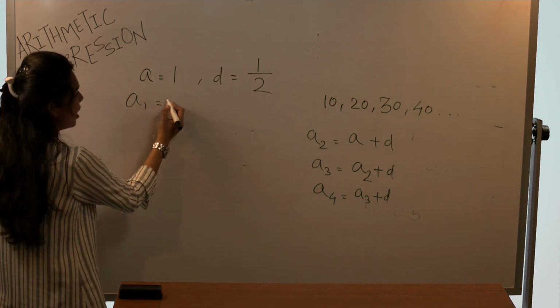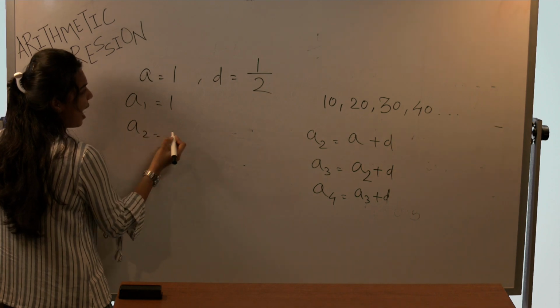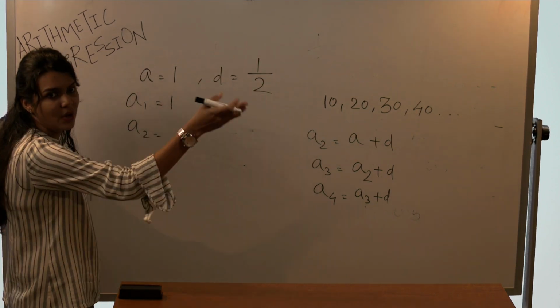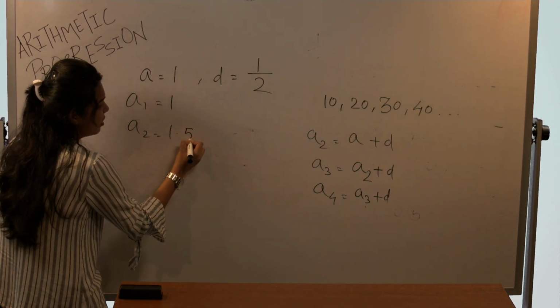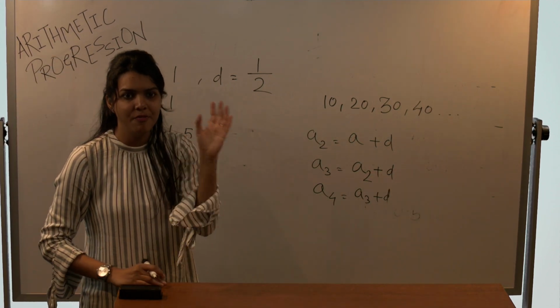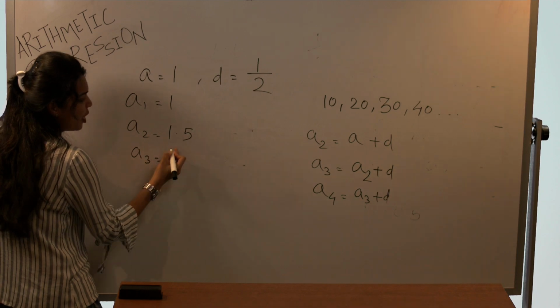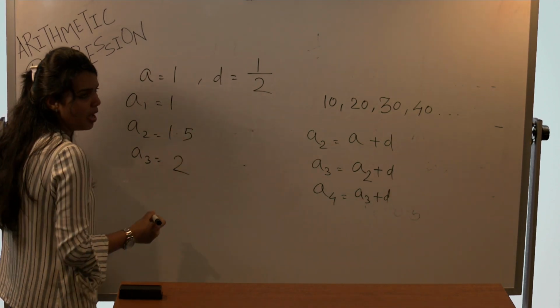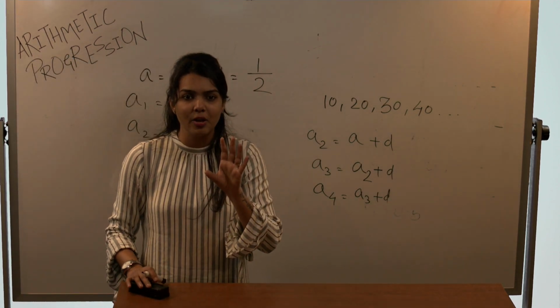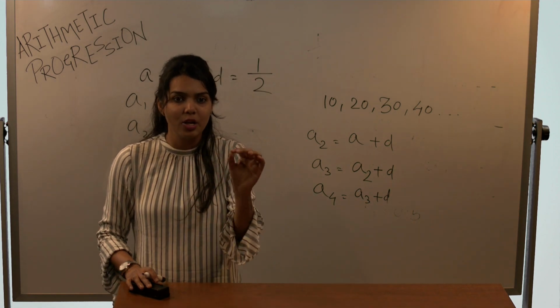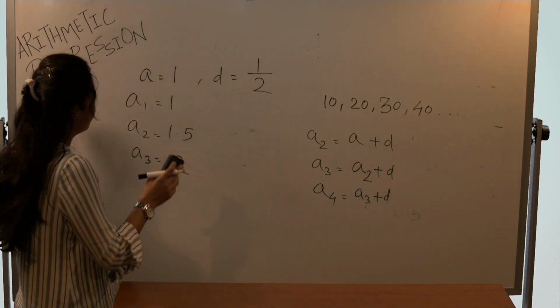So first term is 1. Second term will be, add the difference: 1 plus 1 half is 1.5. Okay, half means 0.5. 1 plus half is 1 and a half. So third term will be 1.5 plus half, which is 2. And fourth term I leave for you to calculate, which is 2.5. I expect you to write in steps.